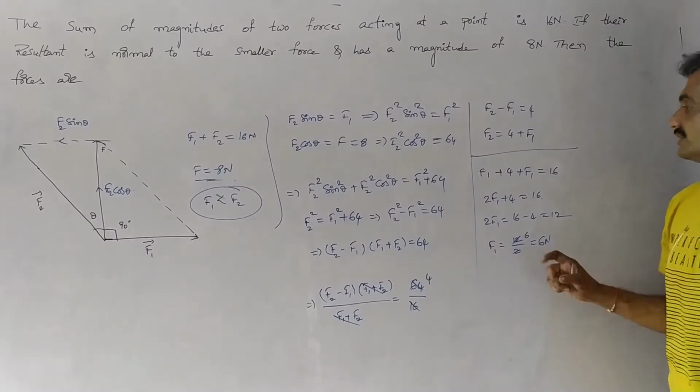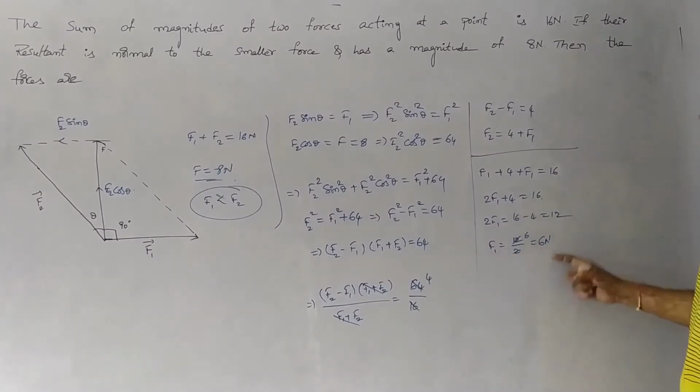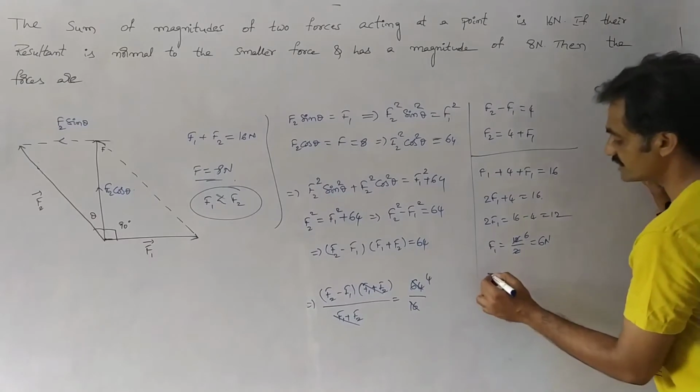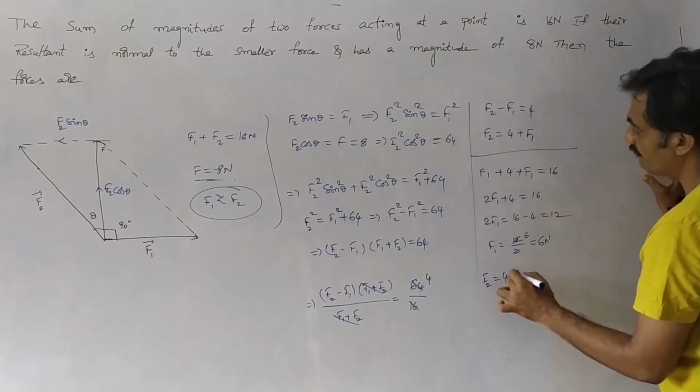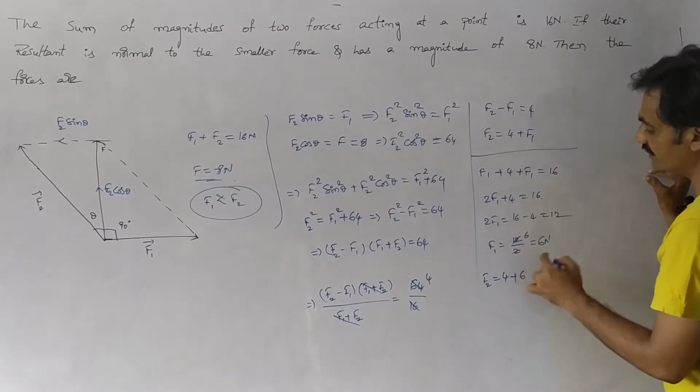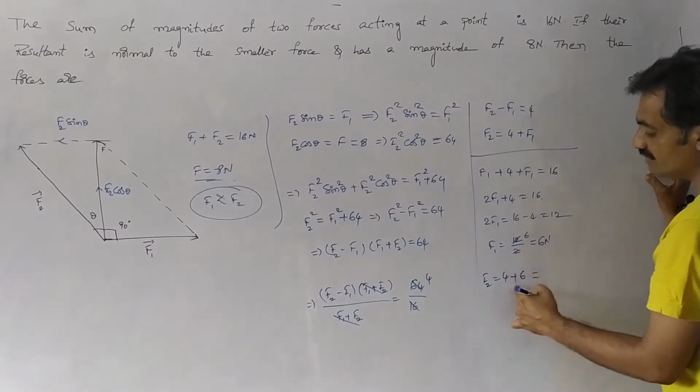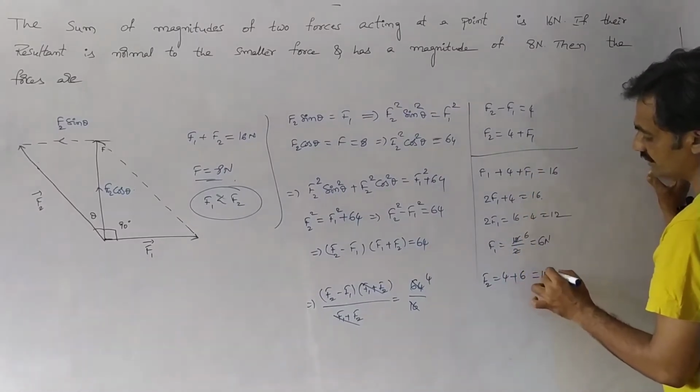We get 6 Newton. Now let's substitute the value of f1 in this equation. If we substitute here, we get f2. f2 equals 4 plus f1. The value of f1 is 6. And we know that 4 plus 6 equals 10 Newton.